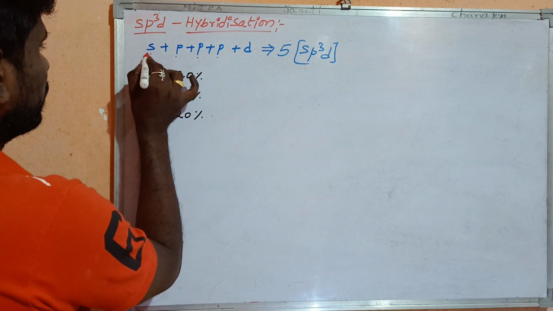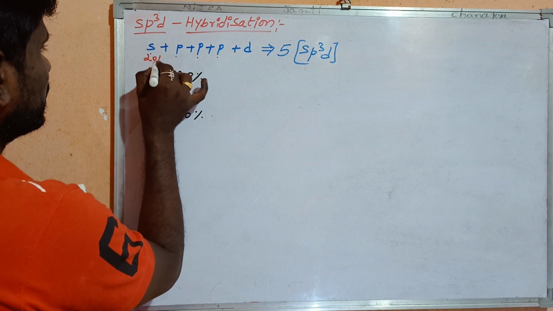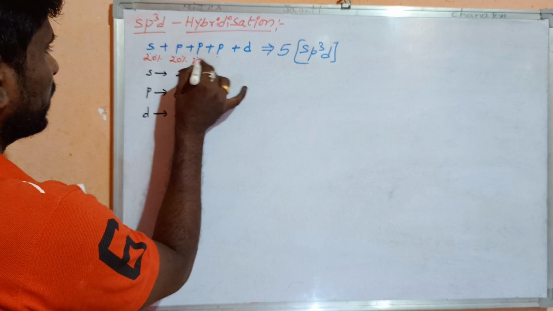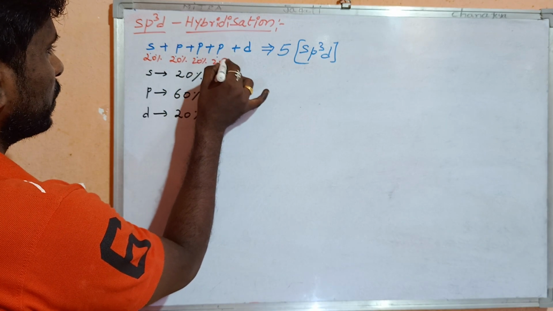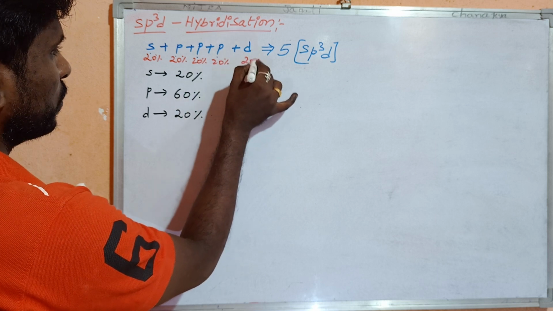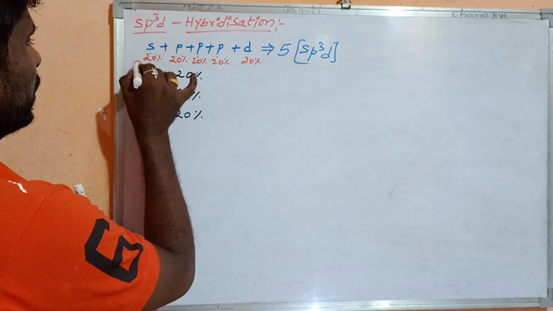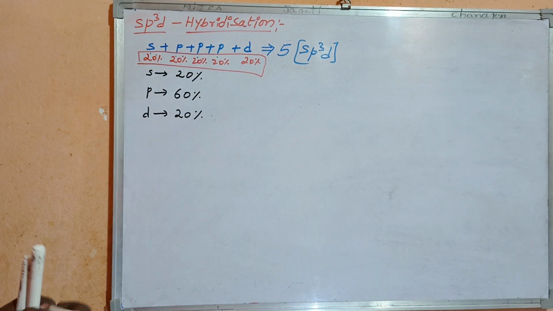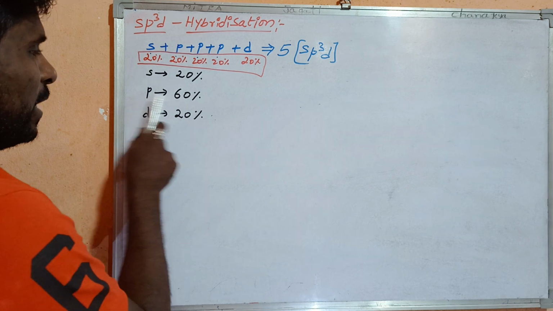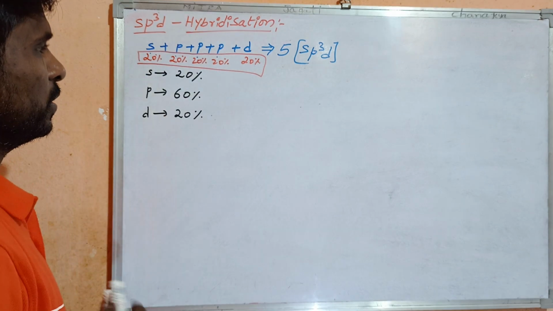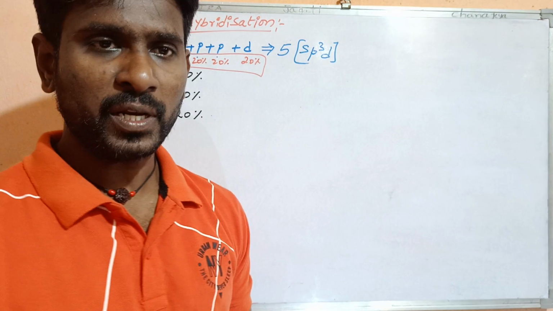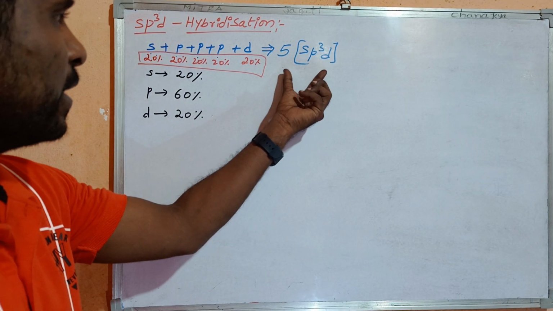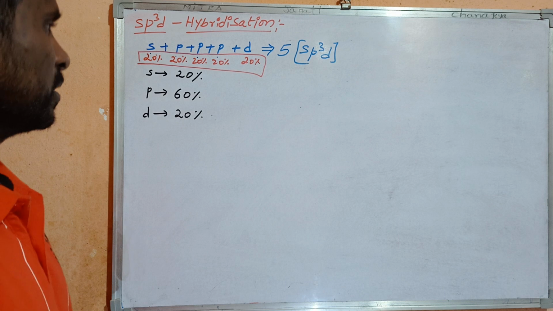Look at here all of you once. Here one s orbital is there. It is 20%. One p orbital is 20%, another orbital 20%, another orbital 20%, and the last d orbital 20%. Overall, these all are equal to 100%. S character 20%, P character 60%, D character 20%. Each orbital contributes the same energy, that's why these are 5 identical sp3d orbitals.